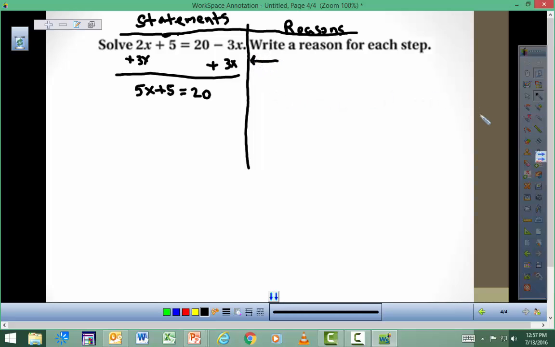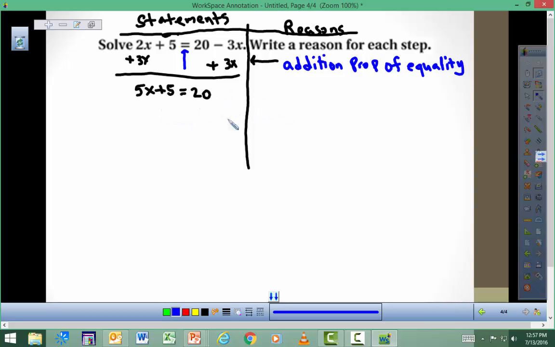And as we saw on the previous page, the reason that we can do this is the addition property. The addition property of equality says, hey, you could add the same number on both sides of an equal sign. There's our equal sign right there. So we're allowed to do this. It's called the addition property of equality.